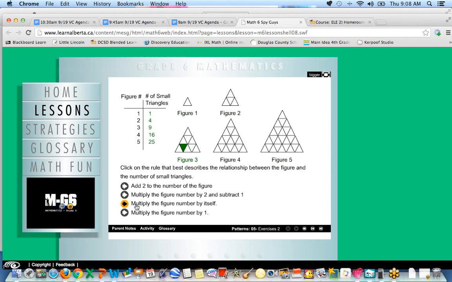I'm not telling you, I'm just reading you your choices for now. Could we multiply the figure number by itself and come up with the number of triangles? Or could we multiply the figure number by 1 and come up with the number of triangles? I'm going to let you look at these for a minute, and let's pretend this is A, B, C, or D. Maybe on your paper or in your head, that's fine too. I want you to work out these different scenarios and then type into the chat if you think it's A, B, C, or D. So take a minute and go through each choice.